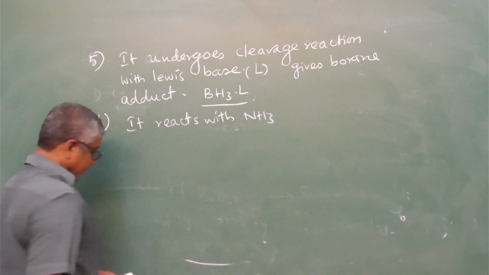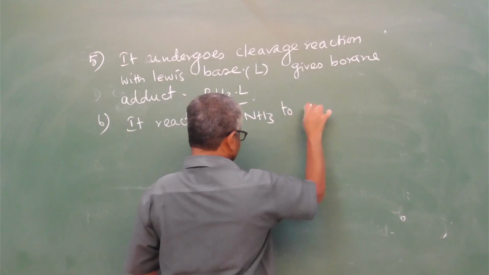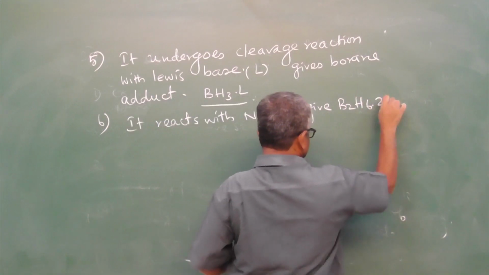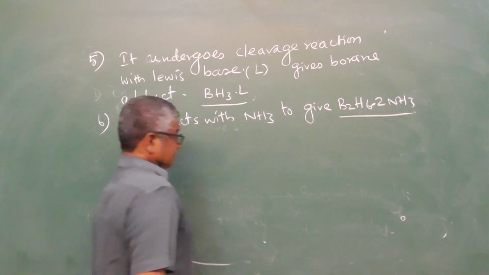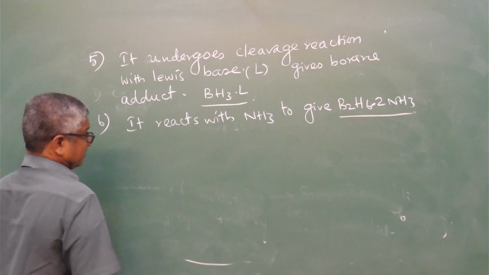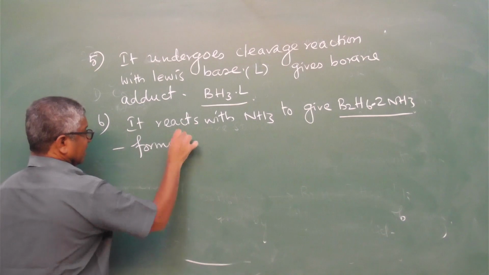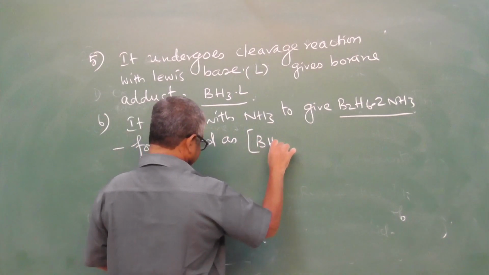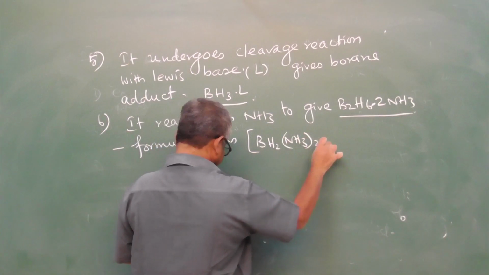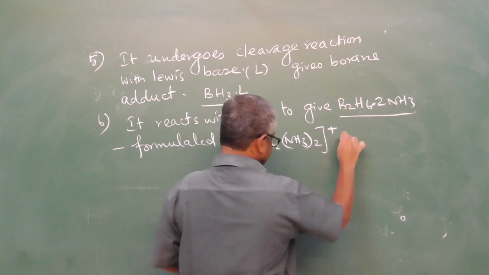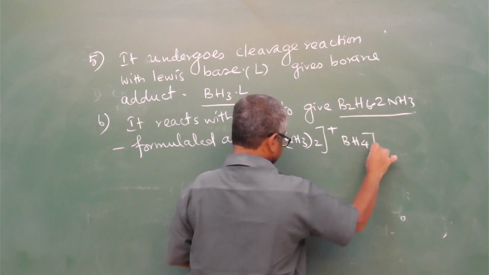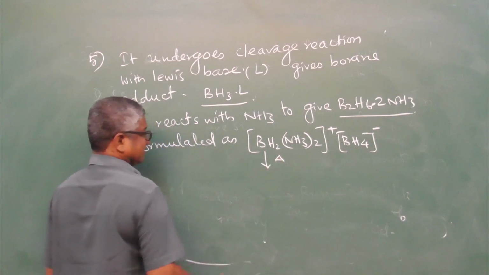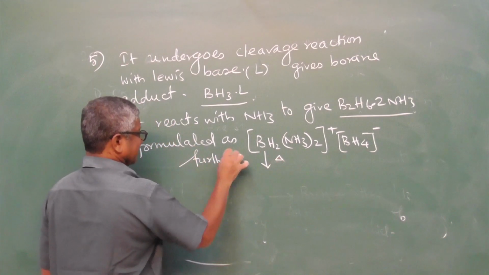It reacts with ammonia to give B2H6 diborane with 2NH3, which is formulated as BH2(NH3)2 and BH4. Further heating gives these compounds.